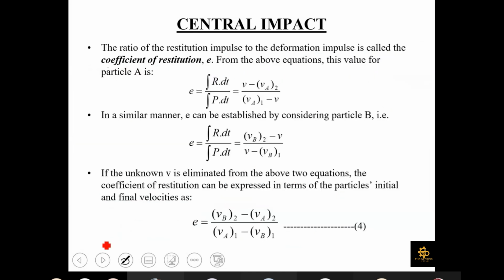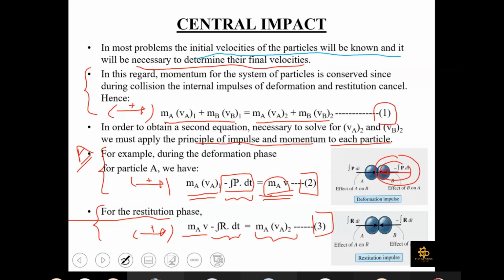Okay, now there is a term which is known as the coefficient of restitution. So the coefficient of restitution, which we also denote by E, is basically defined as the ratio of restitution impulse to deformation impulse. How do we define E? E is basically defined as the ratio of restitution impulse to deformation impulse, that is integral r dt over integral p dt. Now where will we get the values of integral r dt and p dt from?